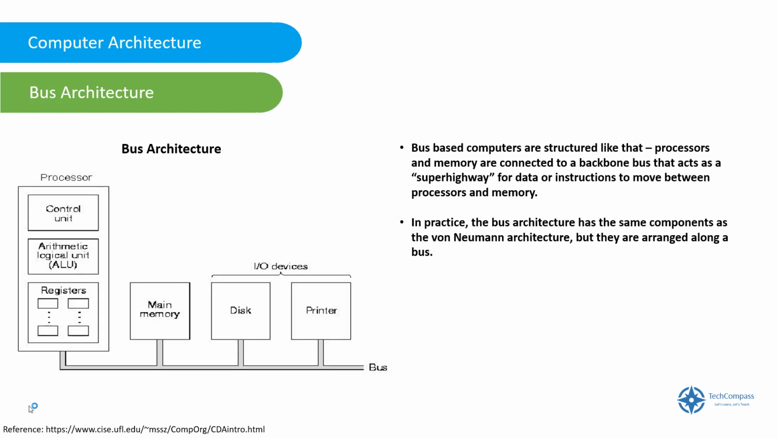Bus architecture. A bus architecture is a communication system that transfers data between components inside a computer. Bus-based computers are similar to von Neumann architecture, but differ in the design of connecting all the major components like input, output, processor, and memory into buses that act as a superhighway for the data and instructions to move between the processor and memory.